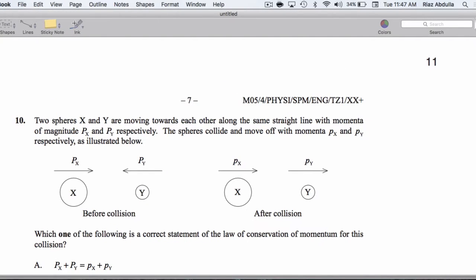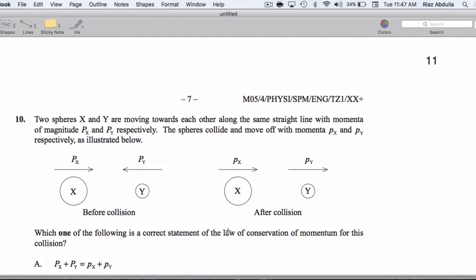All right, problem number 10. This is clearly a conservation of momentum problem. And how do I know this? They mention the word collision, for goodness sake. So whenever you see the word collision, don't even hesitate. I'm going to just jump right in.